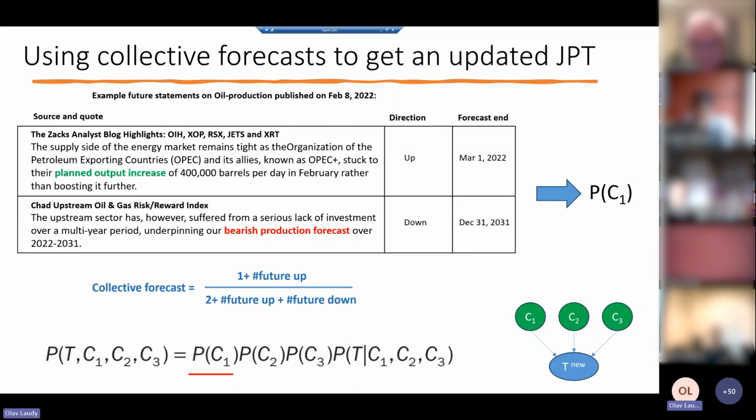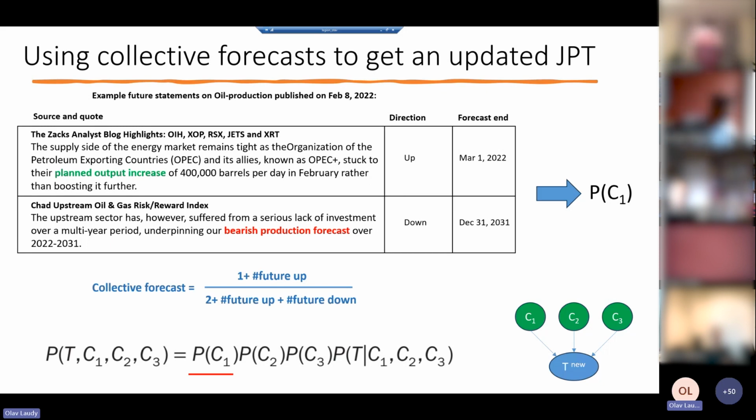In the second statement, we see how an author expresses the decline production over a much larger time span. Now, we collect all these future statements from text and compute the forecast signal as the percentage of future statements that point upwards. Note that if we were to compute the collective forecast on March 2, then the first statement would no longer be considered because it's no longer a forecast on March 2. As such, we only consider the not yet realized forecasts.